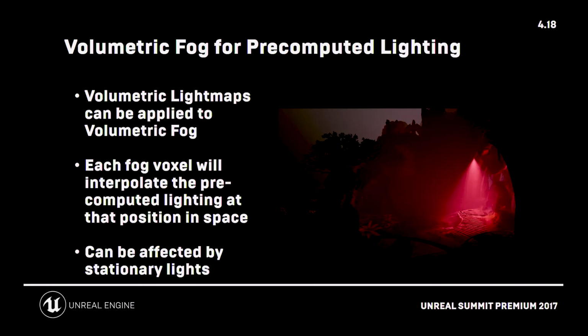We've had volumetric fog in for a couple of versions now. But the volumetric fog used to only be possible with dynamic lighting. And the reason was we didn't have any way we could get the information from stationary and static lights. But because we have this GPU accessible information, we can now look at that data for each fog voxel.